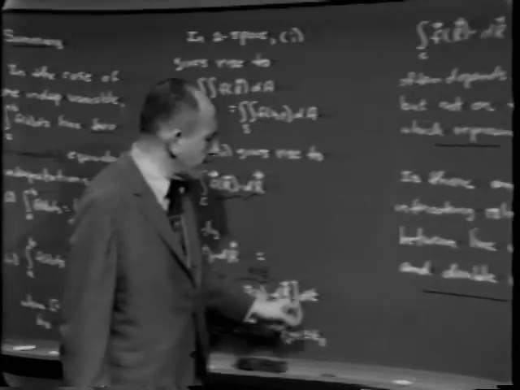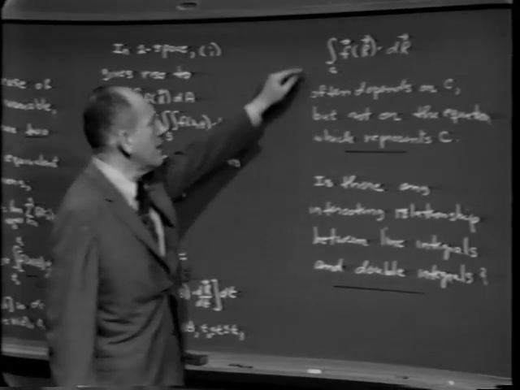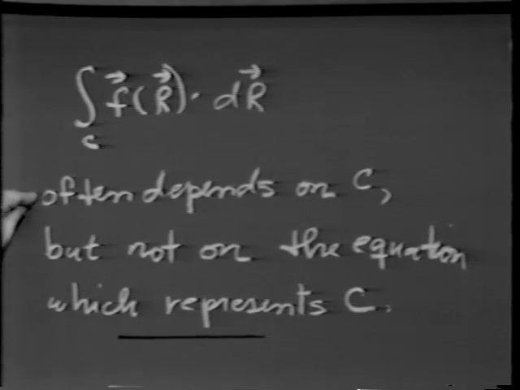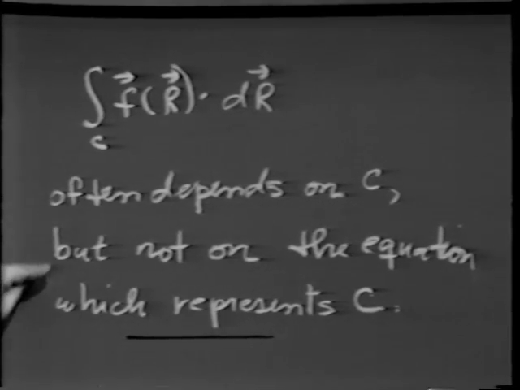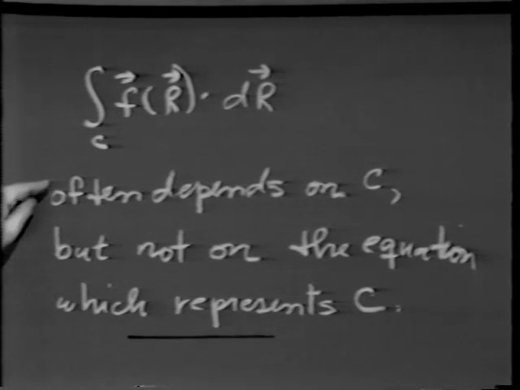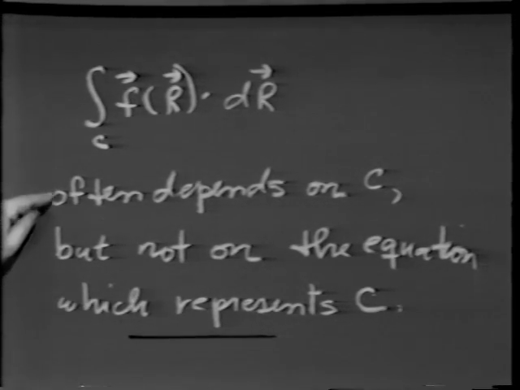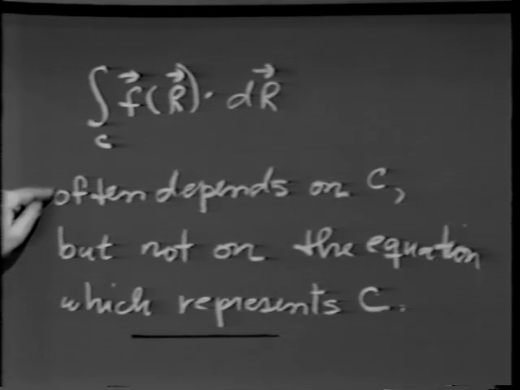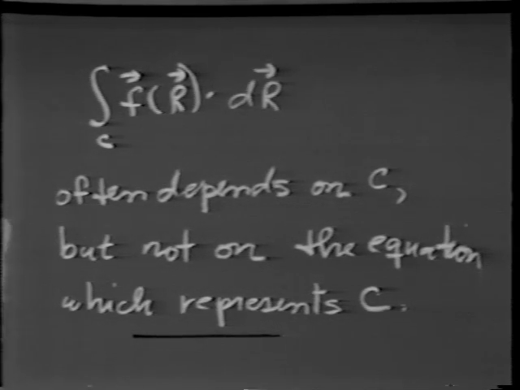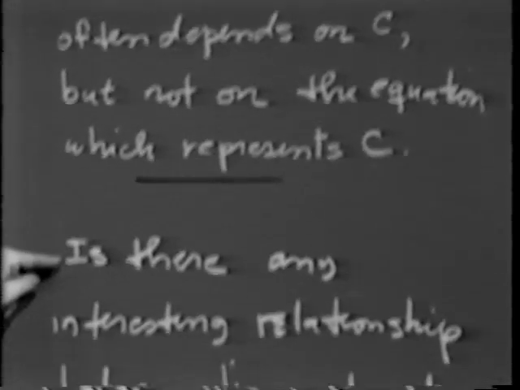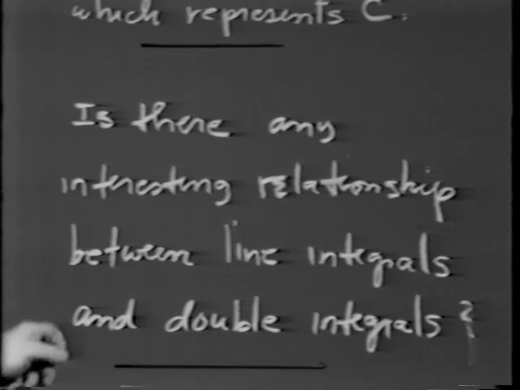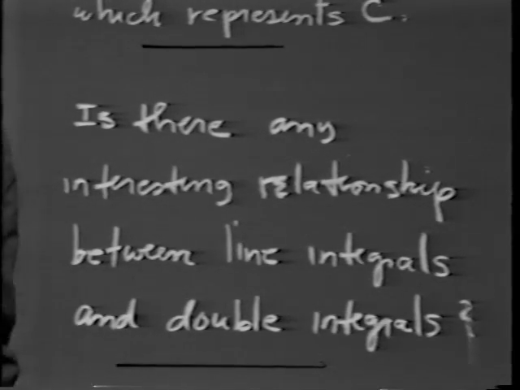But at any rate, now getting back to what we saw in our examples, the line integral over c, f of r dot dr, often depends on c, but not on the equation which represents c. By the way, we're going to show a very interesting thing in the next lecture as to when the line integral will depend on c and when it won't. But the next lecture actually is more general than just answering that question. The next lecture centers around this question. Is there any interesting relationship between line integrals and double integrals?